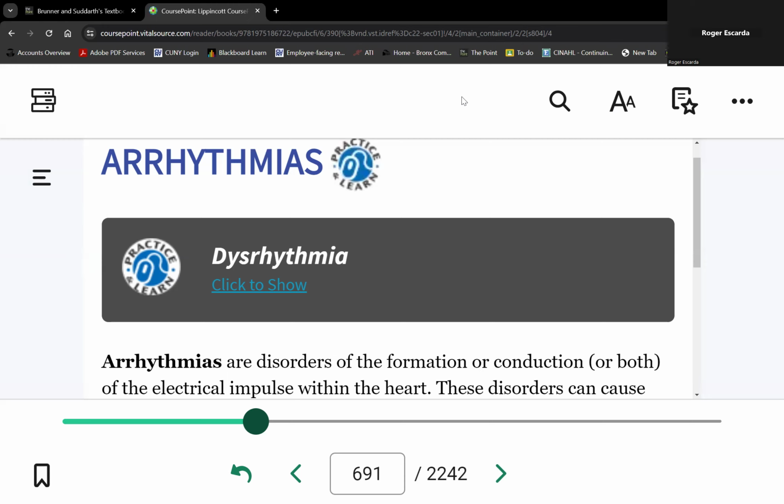And what's another possible question? Number 3, signs and symptoms. Then number 4, interventions. So either pharmacologic or non-pharmacologic interventions. And number 5, what do we teach the patient? Right? So just keep it simple. Okay, so let's start now with the basics.